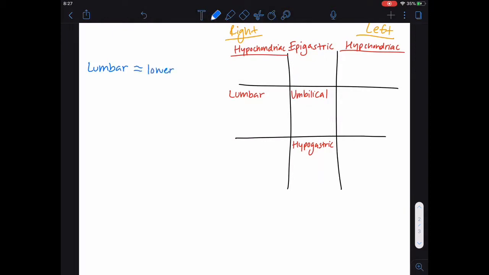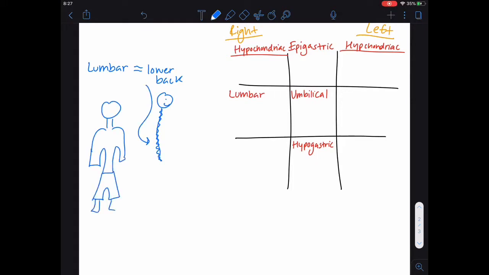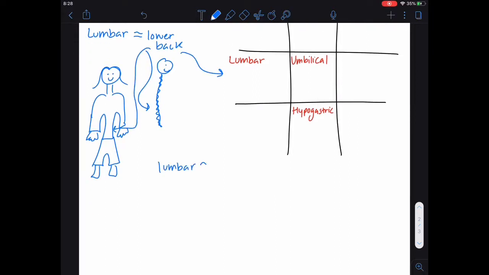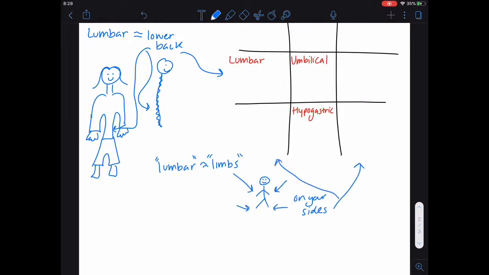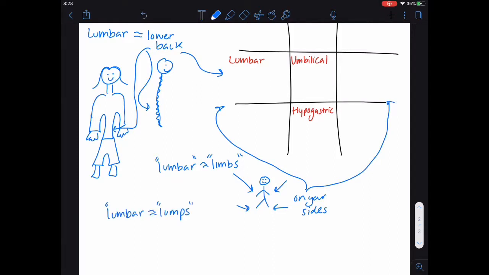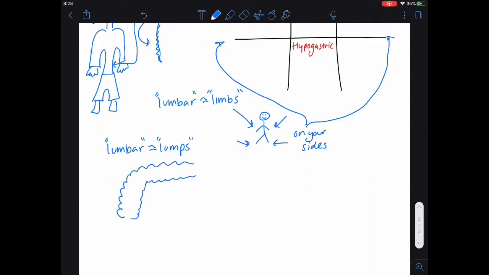Then lumbar means lower back, so you can relate it that way in your lower back of your body. But another way to think of it is that lumbar, the word, sounds similar to limbs. So that's how I know it's a side region, because our limbs are sides of your body. So you know lumbar will be at the side regions of your abdomen. And also lumbar sounds like lumps, and the large intestine looks all lumpy. Therefore, I know the large intestine is in that region.